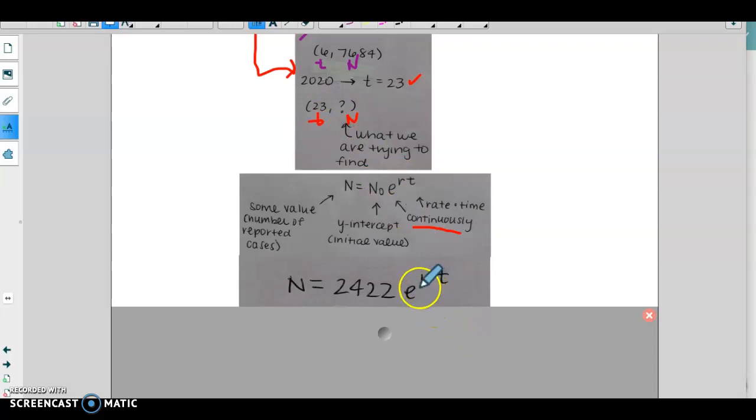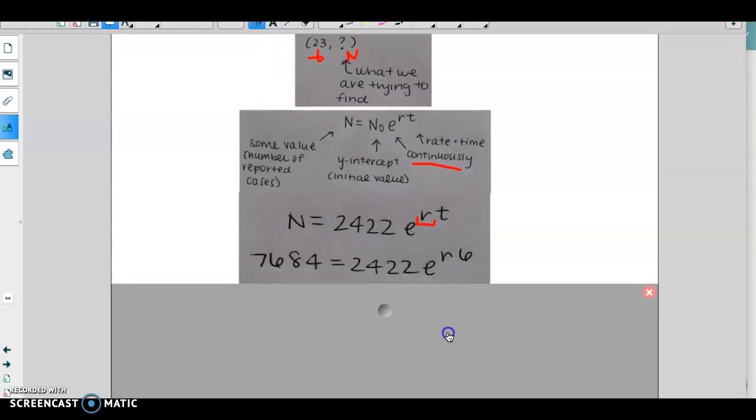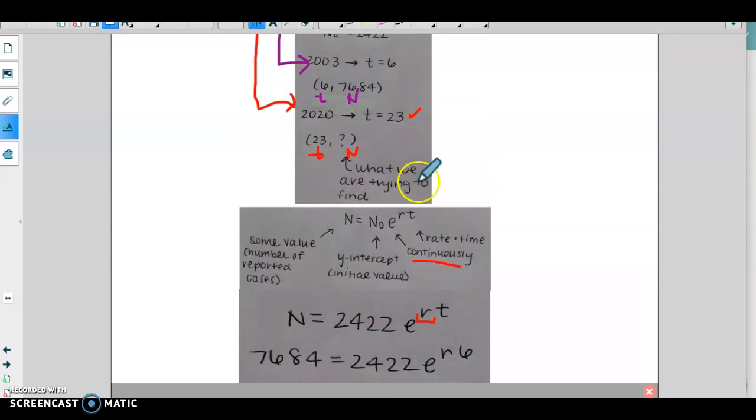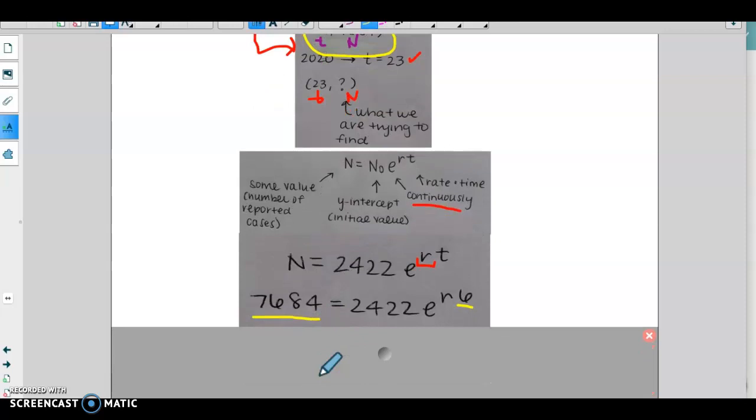In order to write an equation, I need to know what this r is. That's what I have to try to find. So I'm going to plug in what I do know, right? This is the piece of information, whole information, right? I know this t and n. So that's what I'm going to go ahead and plug in. When time is at 6, the total number of cases are 7,684. And then I can solve this for r, right? It's a one variable equation now.